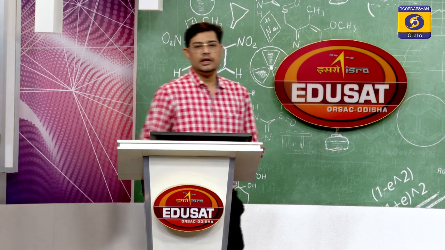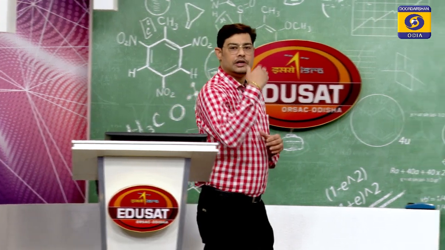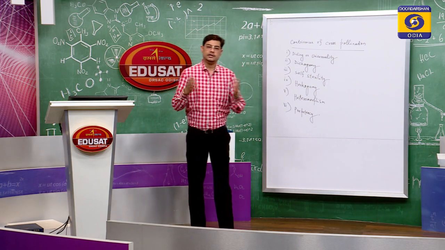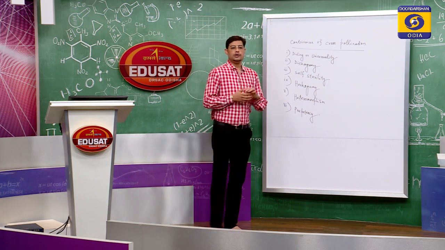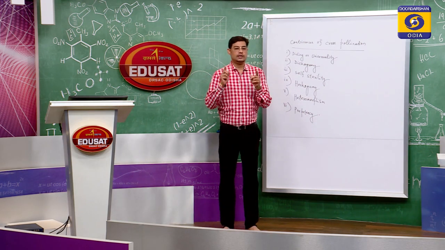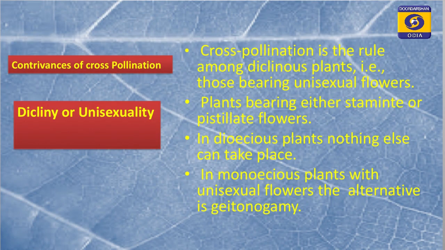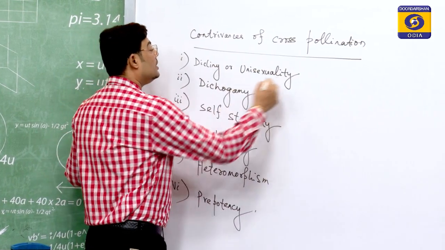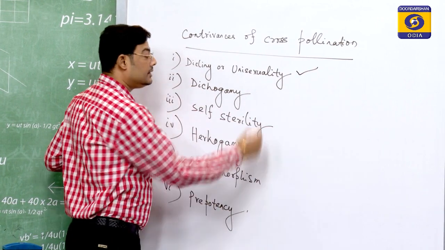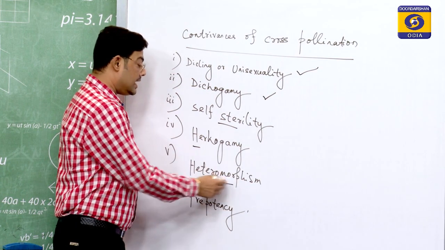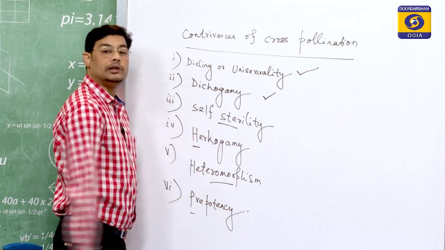You know, cross pollination is the pollination between two different individuals. One is xenogamy and the other one is hybridism. Xenogamy is the cross pollination between the same species and hybridism is the cross pollination between two closely allied species. Now, these are the contrivances of cross pollination: dicliny or unisexuality, dichogamy, self-sterility, herkogamy, heteromorphism and prepotency.